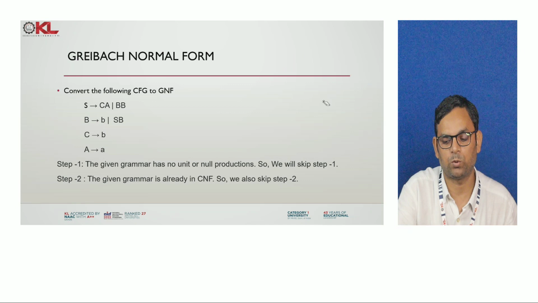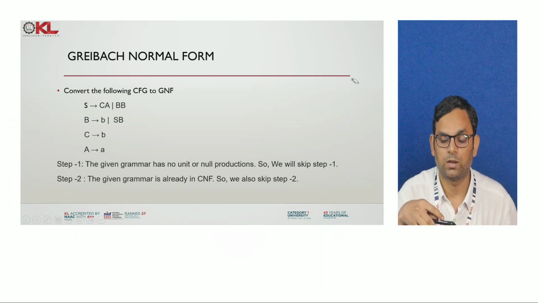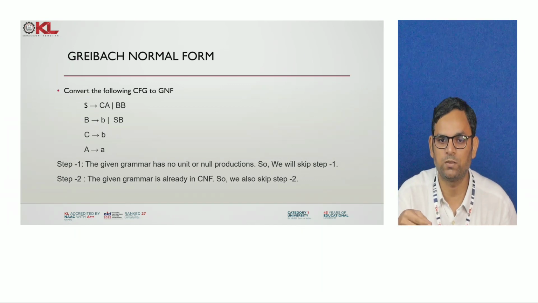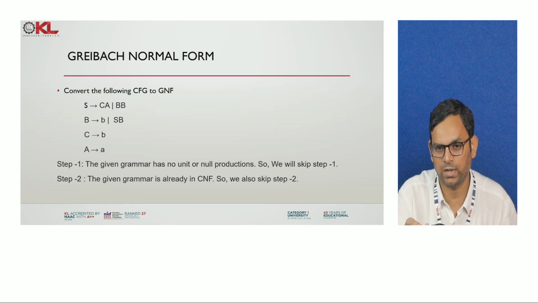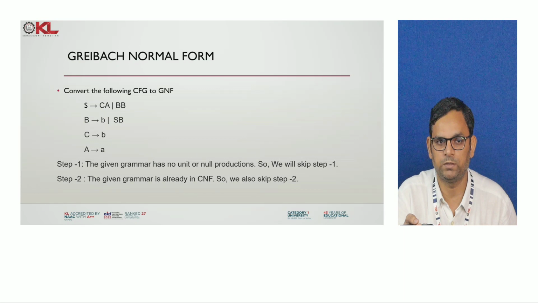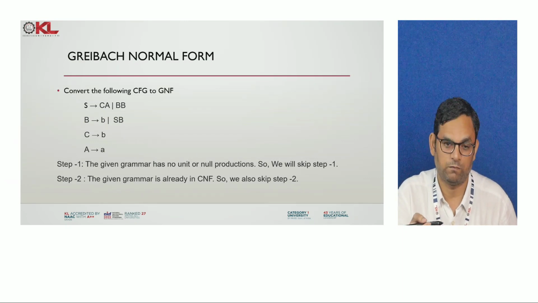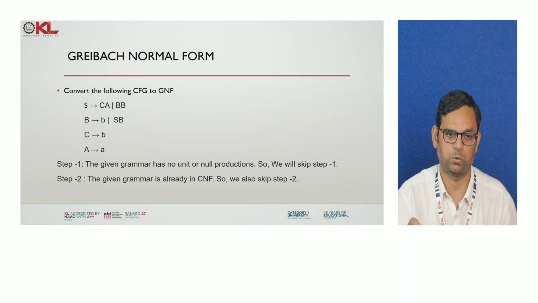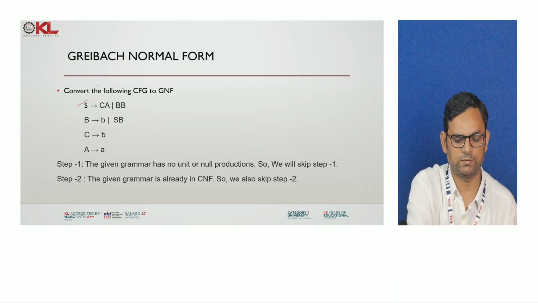And remember these steps. What are these steps? Remove null productions, remove unit productions, convert that grammar to CNF, then remove the left recursion, and after removing the left recursion, replace every non-terminal with the order of A1, A2, A3, A4 and so on. Okay, now let's see the example.